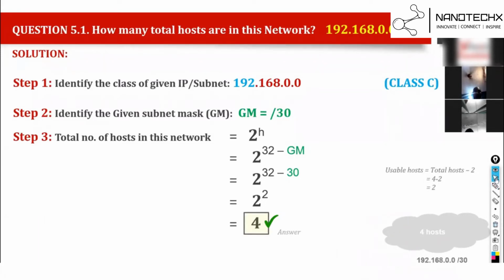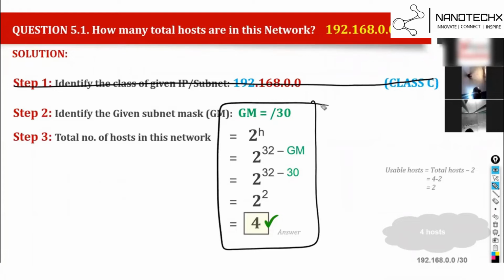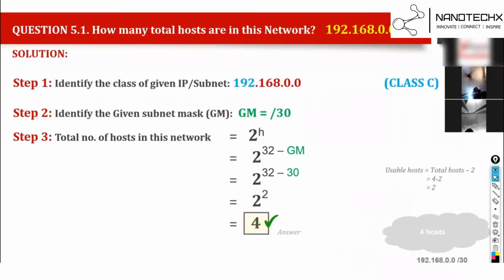Easy, guys. So that is calculating the maximum number of hosts. Now you guys will be saying, why did we need step number 1? This is just for your reference. Even you could do it from here as well. No need of step number 1. Okay, let's do it again once more. So let's do it with another example, right?